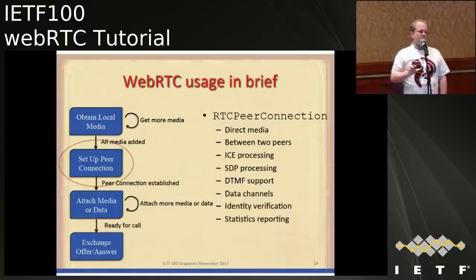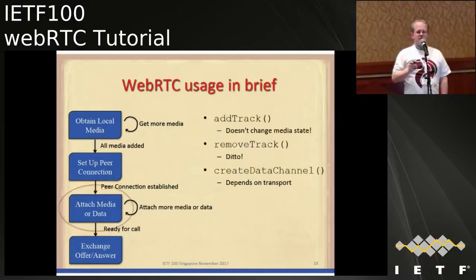Now, once you have a peer connection, that doesn't mean that any media is flowing yet. The simplest way to have media flow is to call addTrack. This is a peer connection call. What it does is it basically tells the browser, I want you to negotiate how to send media. It doesn't actually cause media to be sent yet. You can also create a data channel at this point.